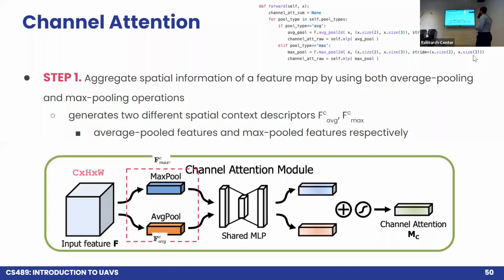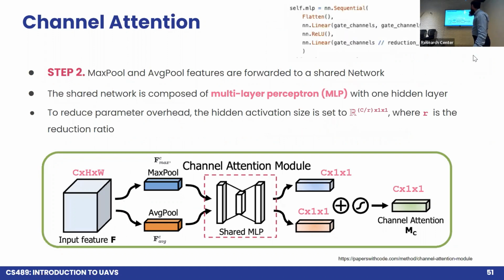So let's get started. In the beginning, it aggregates the spatial information of a feature map by using both average pooling and max pooling operations. Of course, it is aggregated with respect to the channel axis. So this digests the whole spatial information into feature vectors, and then it applies a multi-layer perceptron, which is a dense network, with dimensionality reduction. So first dense layer, and second, the outputs will be combined.